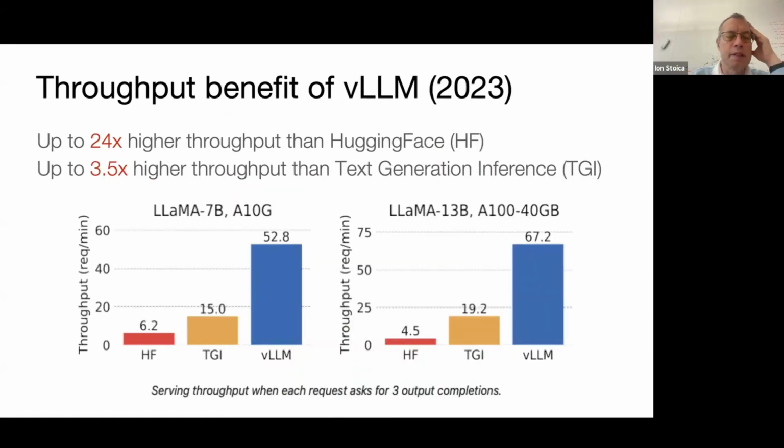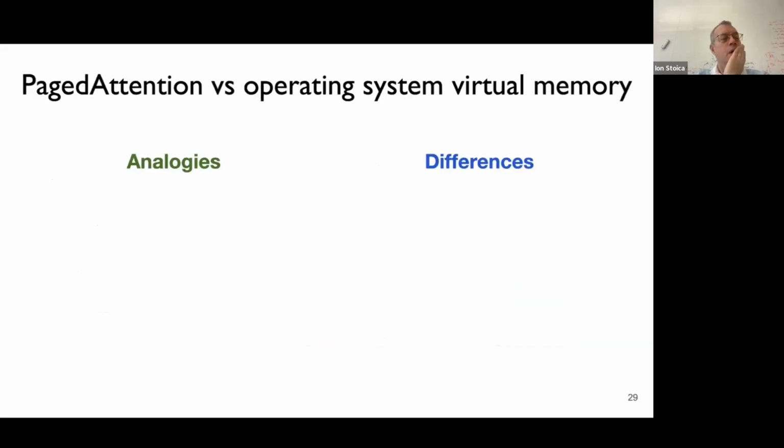And these are some numbers from when we launched it. And TGI was from Hugging Face. And you can see that for different models, you can have significant improvement in performance. Now, I mentioned to you that PagedAttention is very similar to operating system virtual memory.